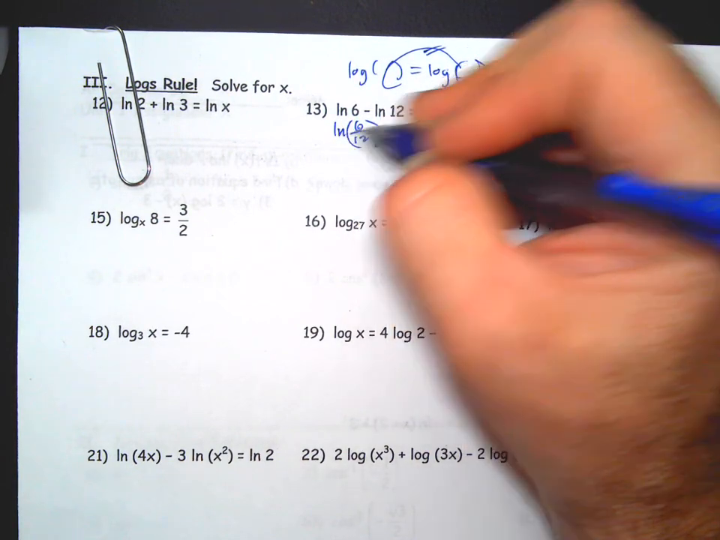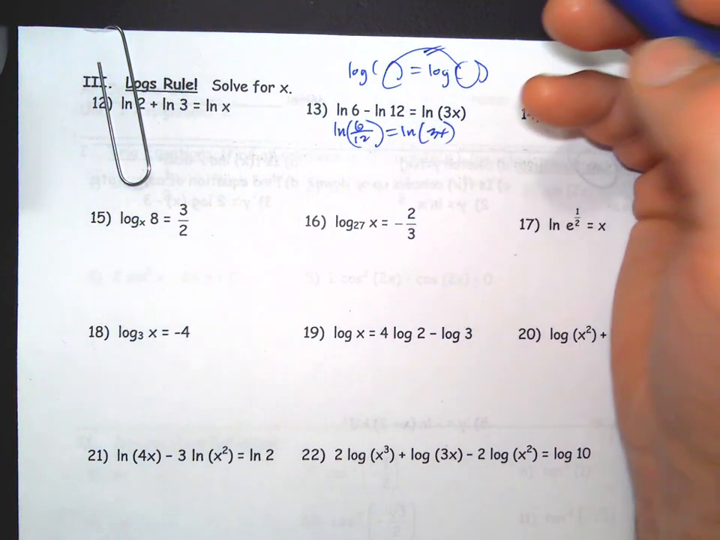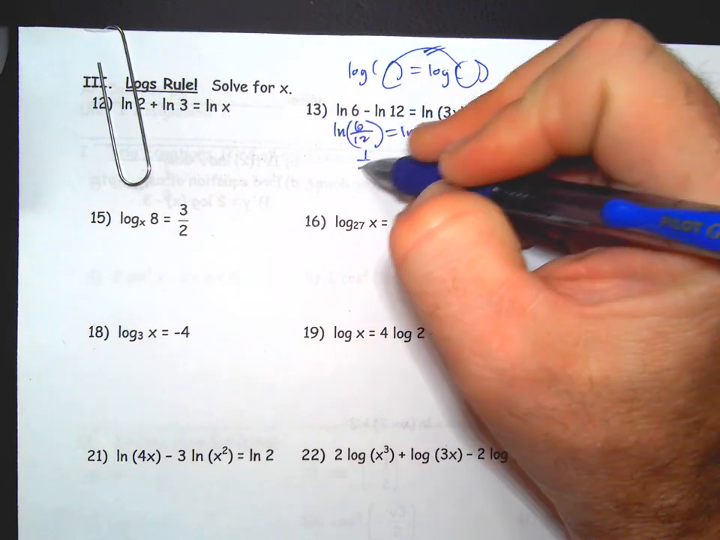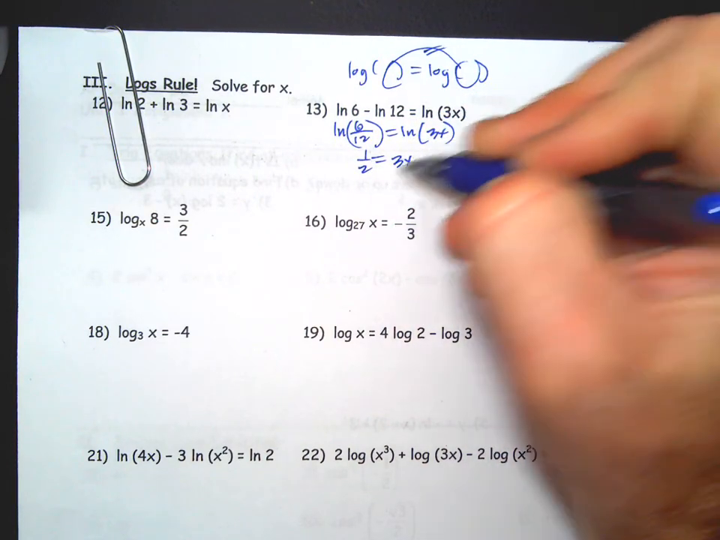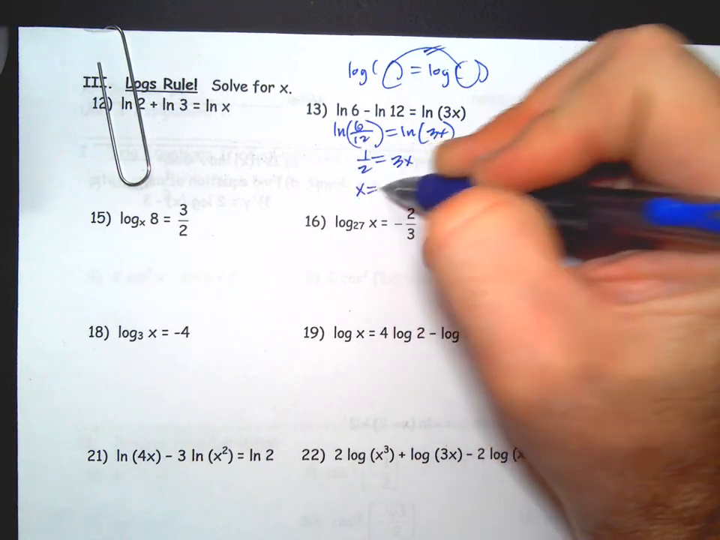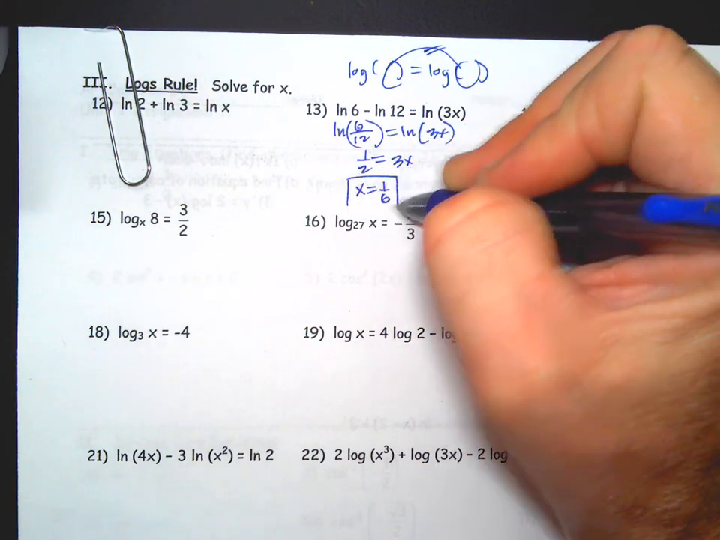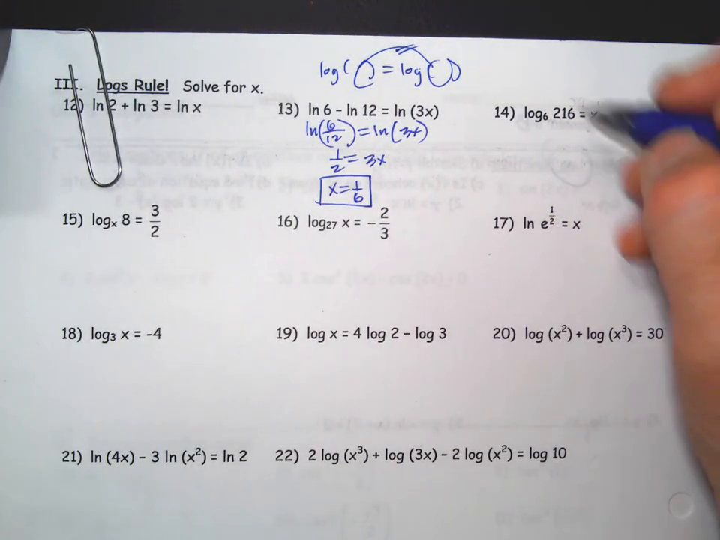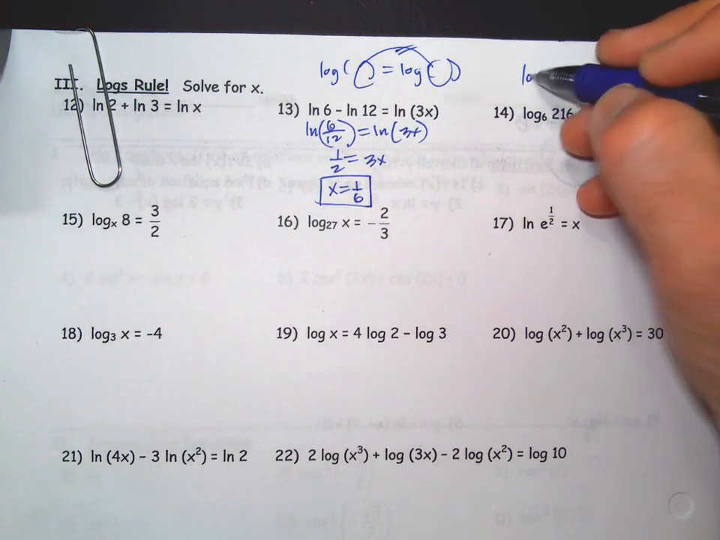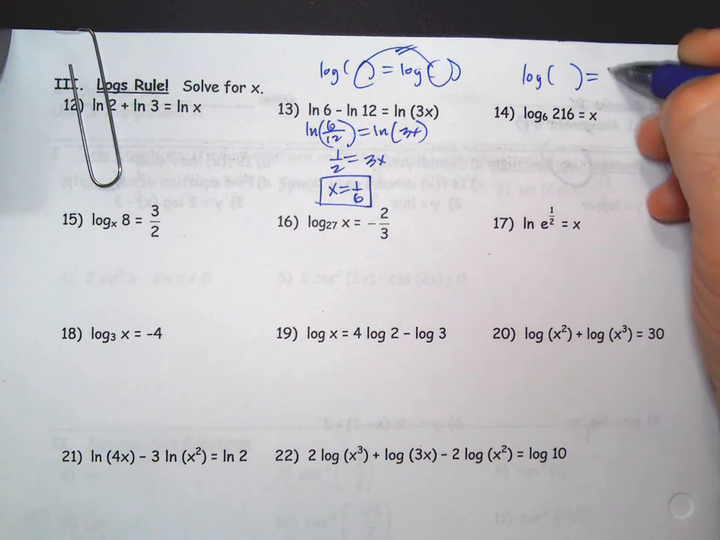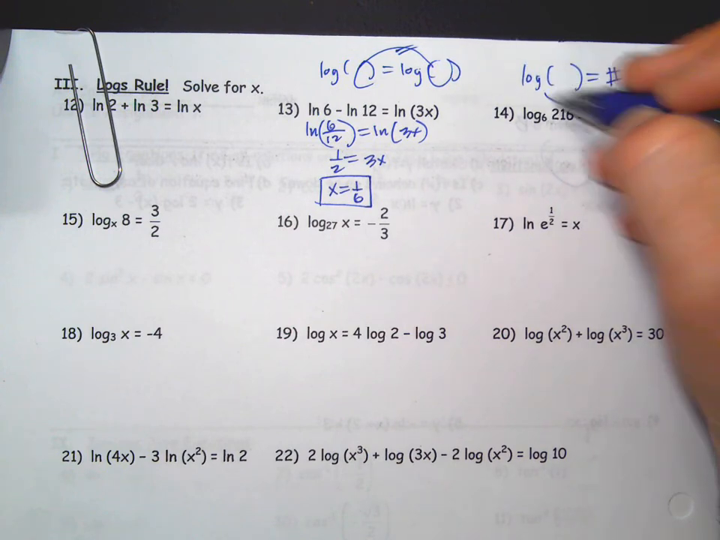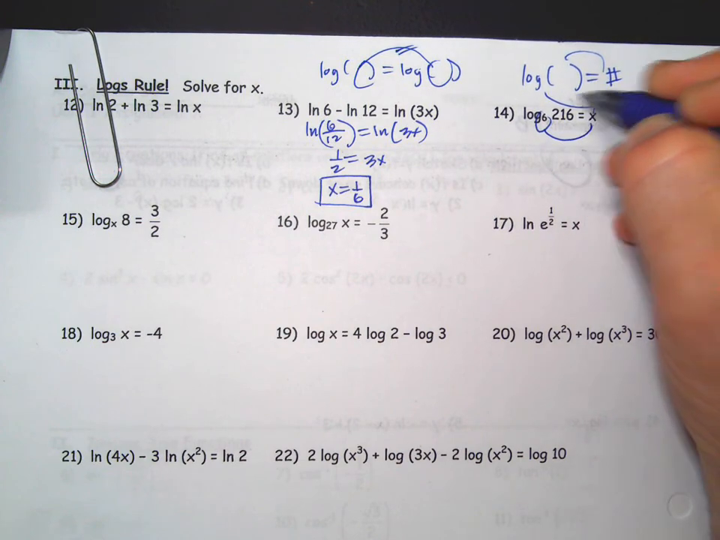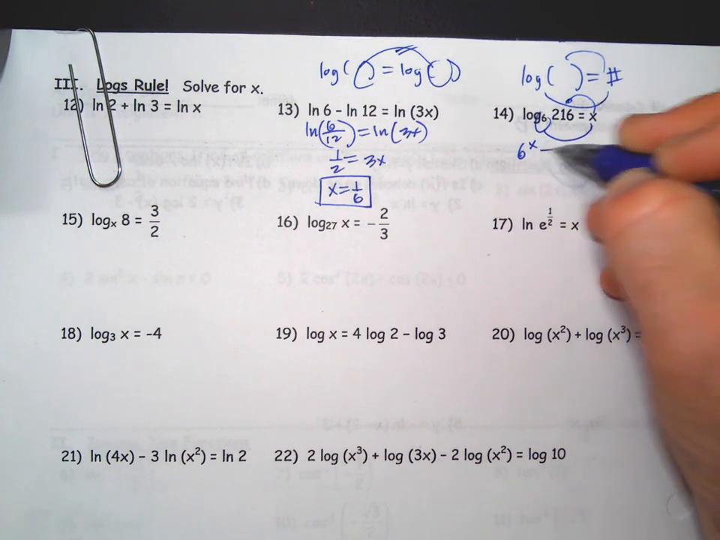And so now, logically, natural log of something equals natural log of something. The insides have to be the same if this is true. And so then we get x equals 1/6. So that's the way you solve a log equation that has a bunch of logs. Now 14 is a little different because you don't have logs over here. If you have log of something equals some number, then what you should do is change it to exponential. So 6 to the x equals 216.